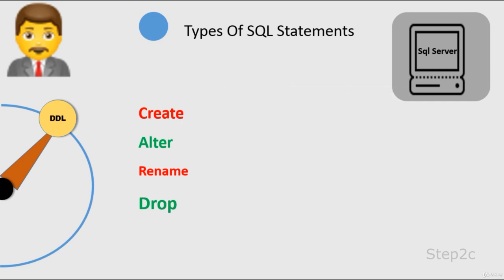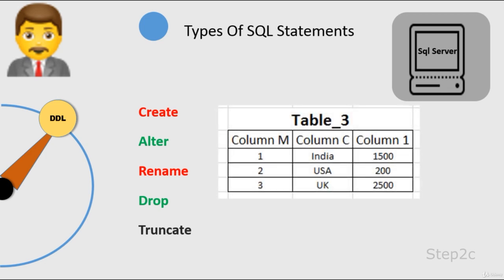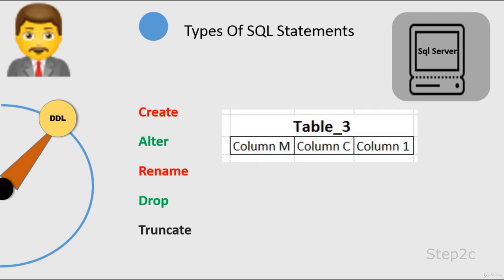And finally, we have a command called truncate. Truncate is a DDL statement. It looks like a DML, or data manipulation language statement, but actually it is a DDL statement. Assume we have a table called table_3 with some values. By using truncate, we could remove the entire data from the table. Even though it looks like a DML statement, it is actually DDL, because the way it is executed is similar to a DDL statement.